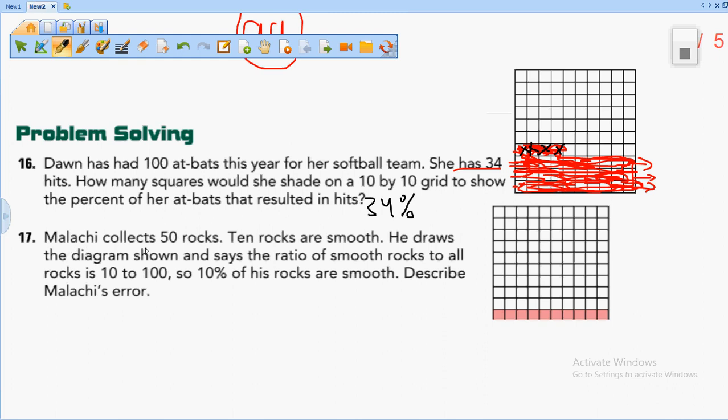Now, Malak collects 50 rocks. 10 rocks are smooth. He draws the diagram shown and says the ratio of smooth rocks to all rocks is 10 to 100. So it's 10%. 10 to 100 or 10 every 100, it's 10% because percent again, it's every 100 of these rocks are smooth.